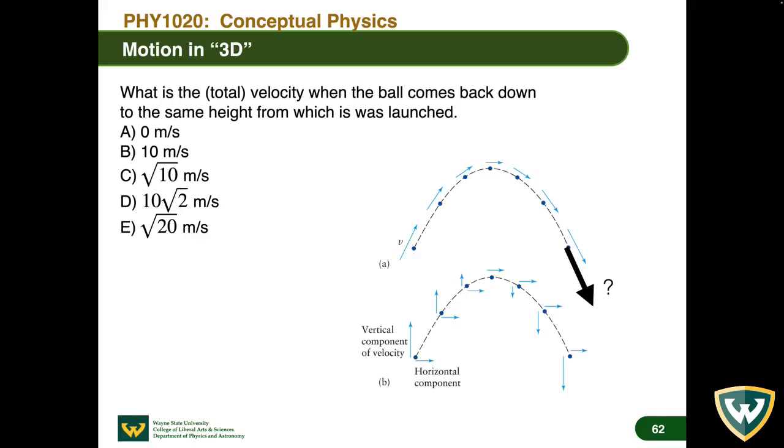But when it comes back down, the vertical component is reversed and it accelerates from 0 to the maximum speed. And the maximum speed at equal height will be 10 meters per second pointing down. So as the ball comes back to the same height as it was launched, it has a horizontal component of 10 meters per second and a vertical component pointing down of 10 meters per second as well. So that's 10 squared plus 10 squared. Take the square root of that. That's square root of 2 times 10.